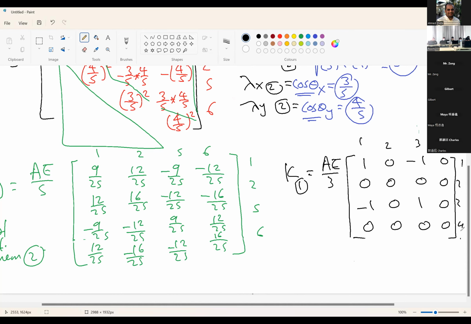So how can we assemble the global stiffness matrix for this one? The common degrees of freedom here are 1 and 2, and here also 1 and 2. That's why we start with 1, 2 for both of them. So if we combine these together, this is the start for our global stiffness matrix. How large is our global stiffness matrix firstly?